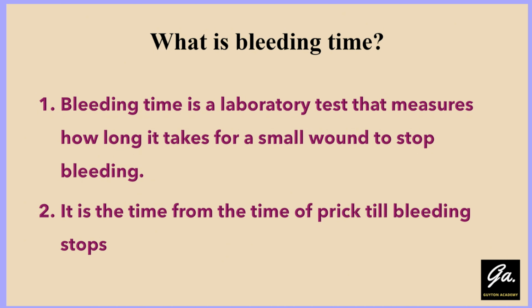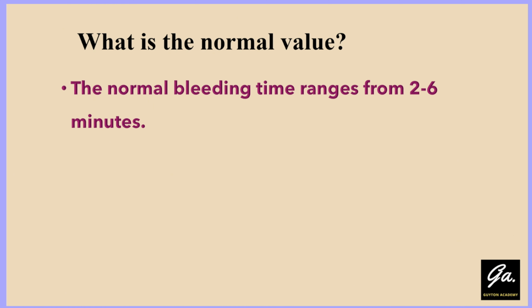What is bleeding time? Bleeding time is a laboratory test that measures how long it takes for a small wound to stop bleeding. It is the time from the prick until the bleeding stops. What is the normal value of bleeding time? The normal bleeding time ranges from 2 to 6 minutes.